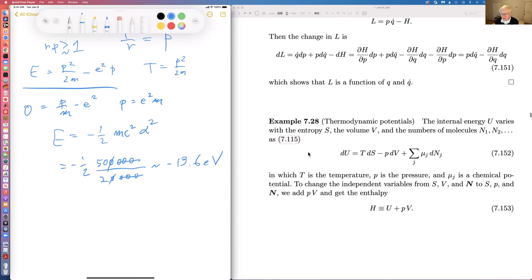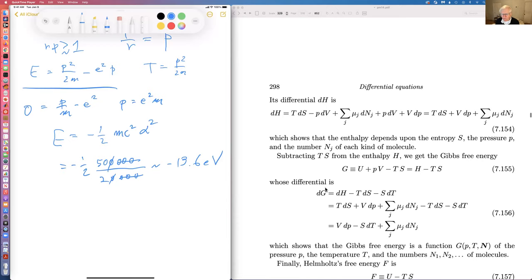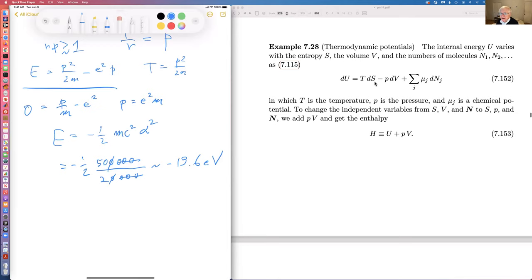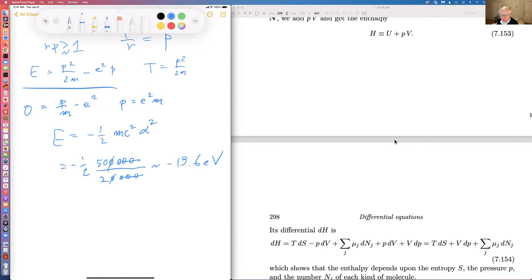This is an example with thermodynamic potentials. I suppose since this is a physics class, we ought to maybe go through this. We've seen that dU is TdS minus PdV plus the chemical potentials times dNj, the number of particles. And so if you want to go from S, V, N to S, P, N, you add PV, and then you get what's called the enthalpy. Its differential is that.